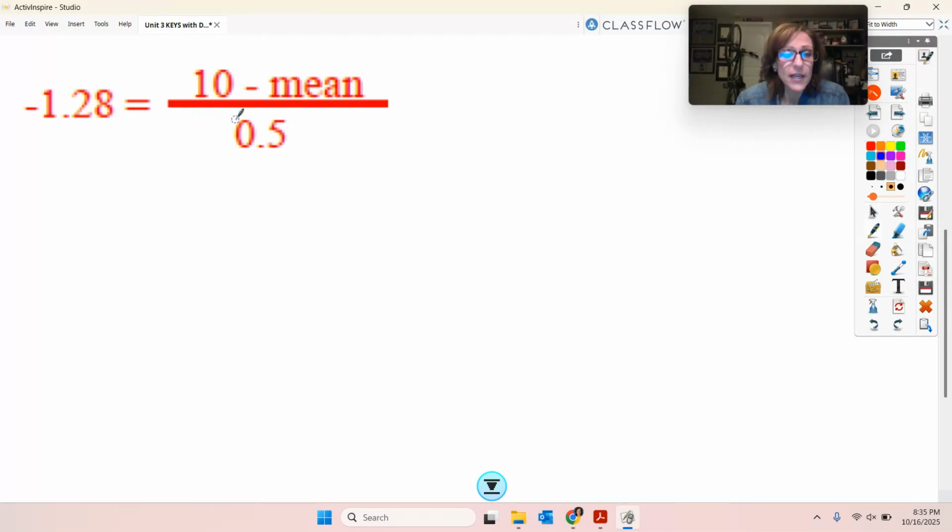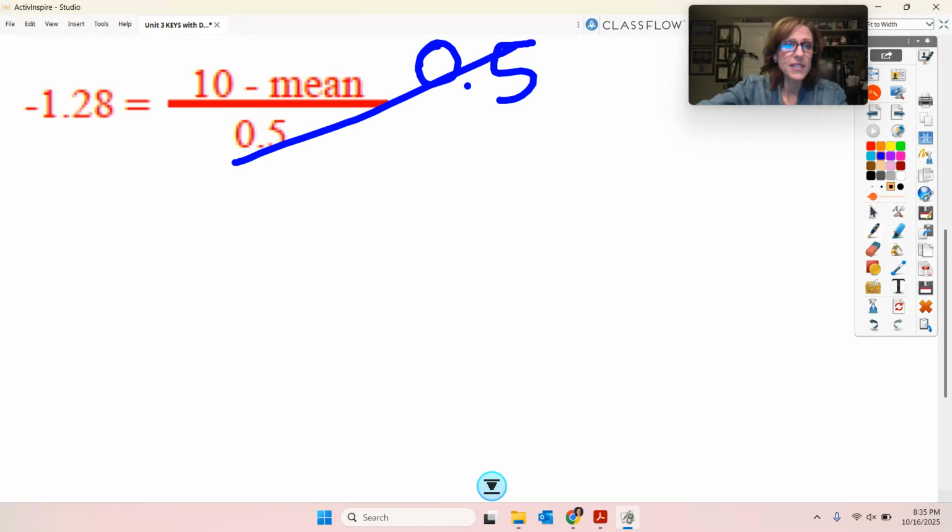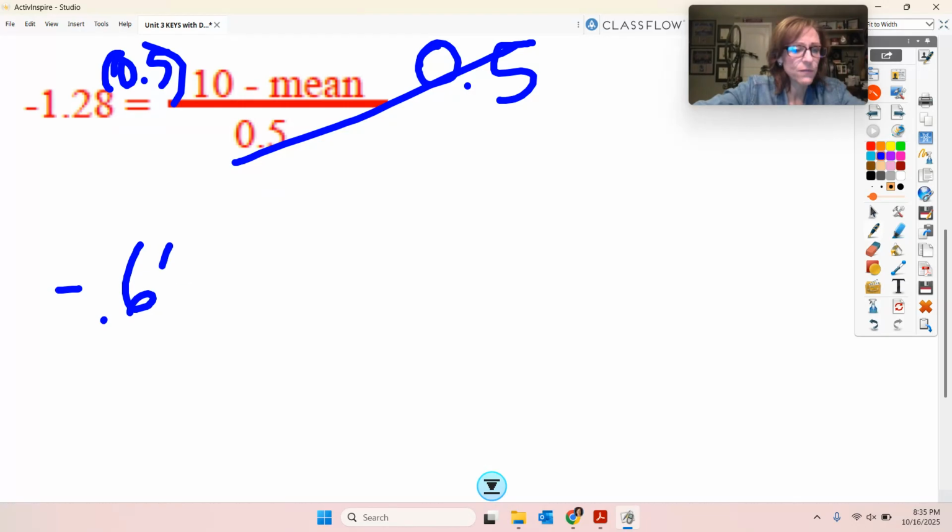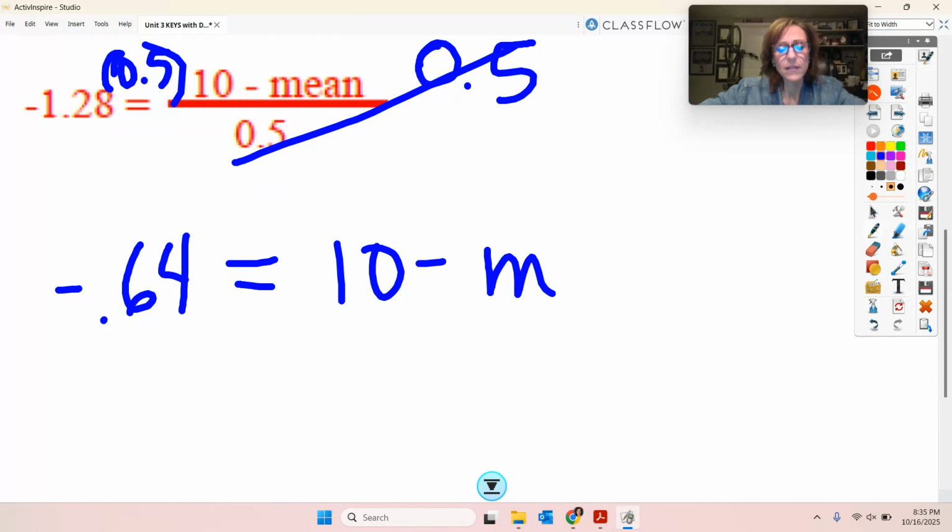Okay, so here what do I not like about this? I don't like that I have something on the bottom of a fraction. That's the gross part, so I'm going to get rid of that. It's dividing by 0.5, so I'm going to multiply by 0.5. Cross that out, so multiply by 0.5. All right, so negative 1.28 times 0.5, what is that? I don't know, what's half of 128? Is it 64? So this is negative 0.64 equals 10 minus the mean.